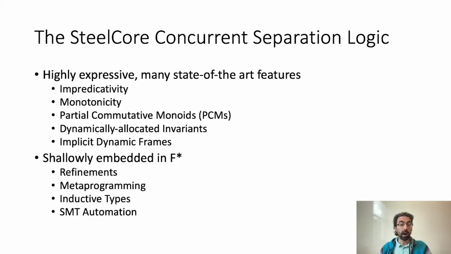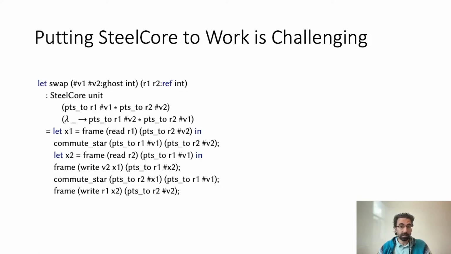But one additional interesting point is that STIL core is a foundational CSL shallowly embedded in F-star, and therefore it directly applies to dependently typed F-star programs and enables the use of powerful F-star features such as refinement types or metaprogramming, while also providing for free F-star SMT-based automation to reason about programs. So all this sounds great in theory, but unfortunately, in practice, actually using STIL core for verification is challenging.